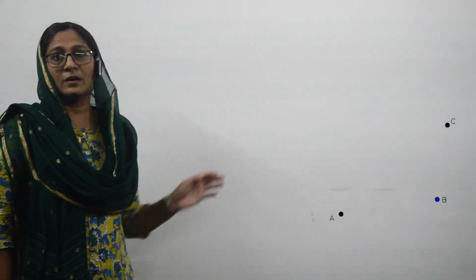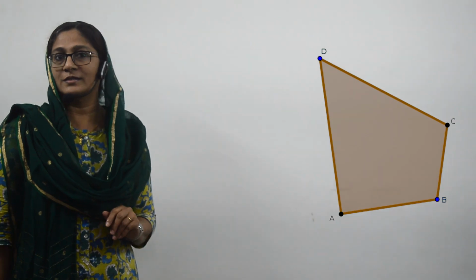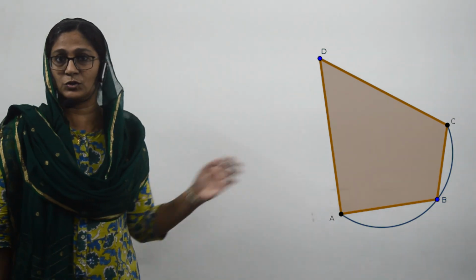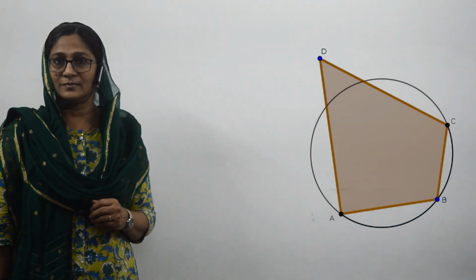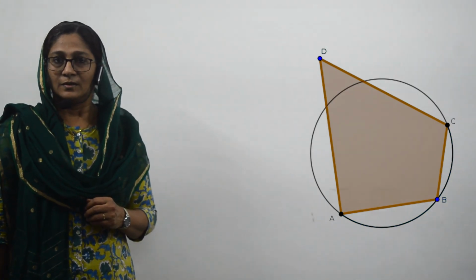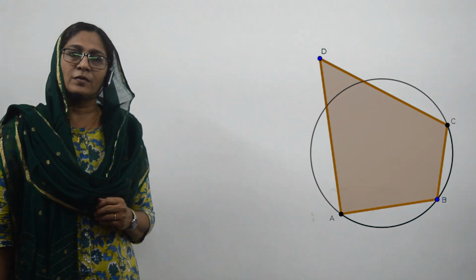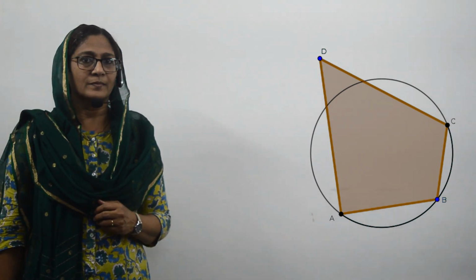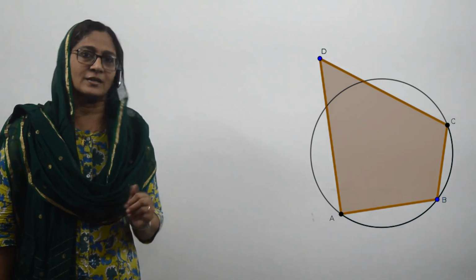Now, suppose we have a quadrilateral with 3 of its vertices on the circle, but the fourth vertex is outside the circle, as shown in the picture. What about the sum of the opposite angles? Will they be supplementary? Let's check.